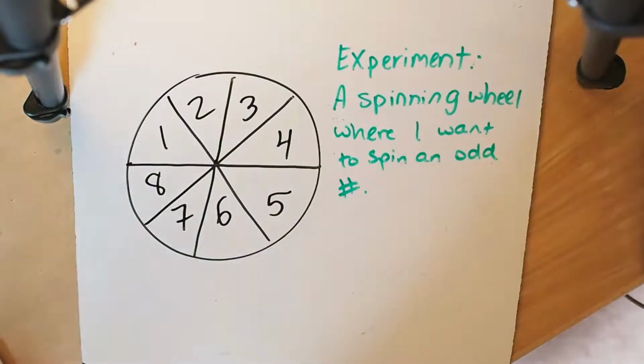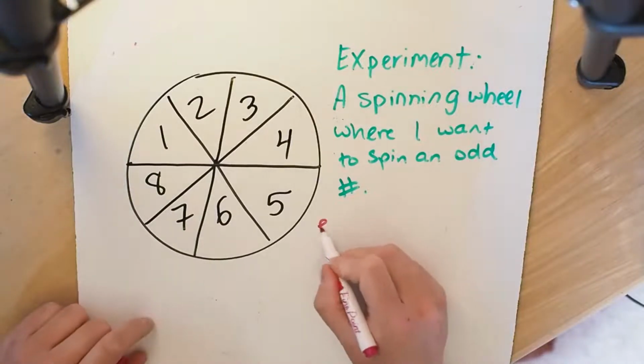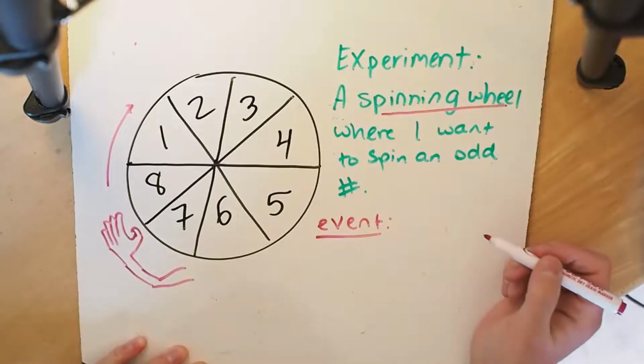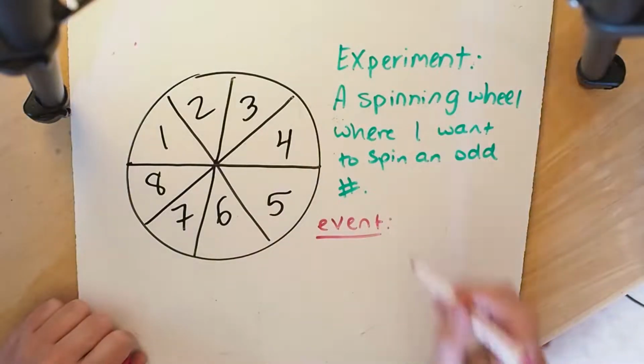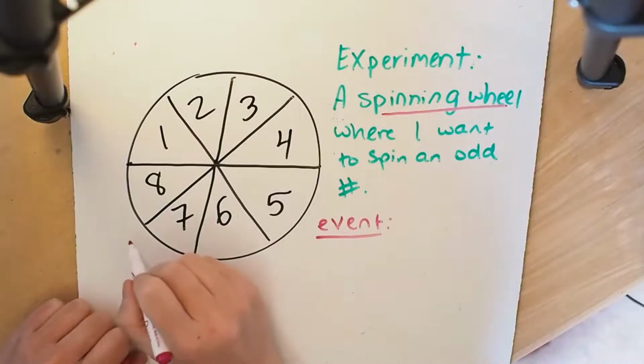Here's another example. Our experiment is a spinning wheel where I want to spin an odd number. What if I want to find out what the event is in the case of our spinner? So if an event is something that produces results, well, here is the clue. It's a wheel that spins. So our event will be every single time we spin that wheel.